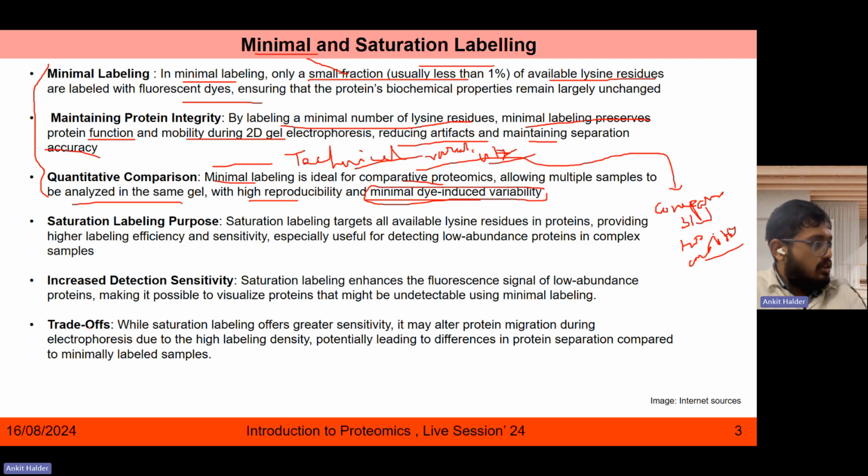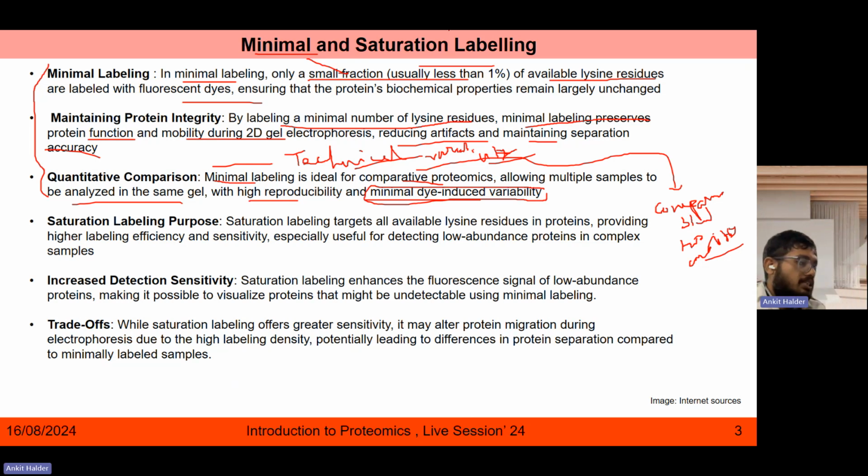So what is the trade-off between saturation labeling and minimal labeling? Which one would you choose for your particular experiment? That will depend upon your research question. While saturation labeling offers greater sensitivity, it may alter protein migration during electrophoresis due to high labeling density, potentially leading to differences in protein separation compared to minimal labeling.